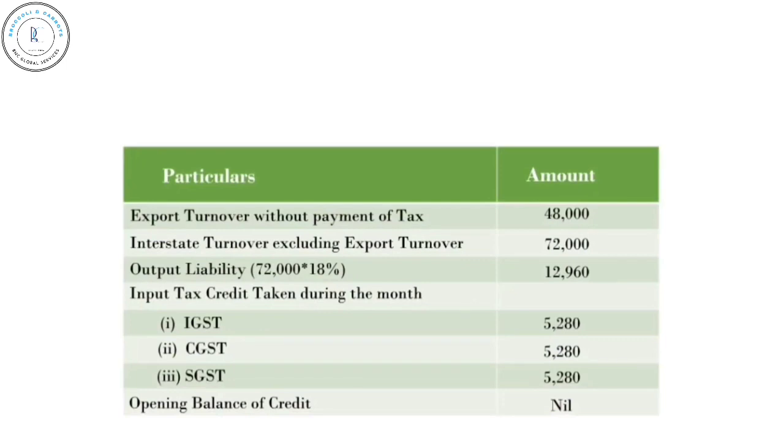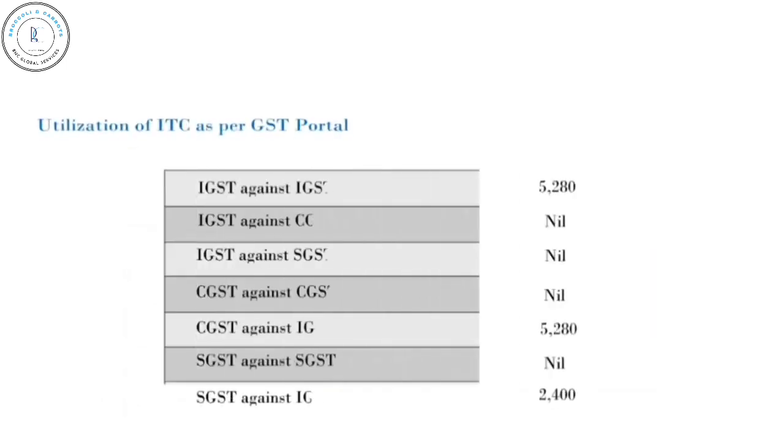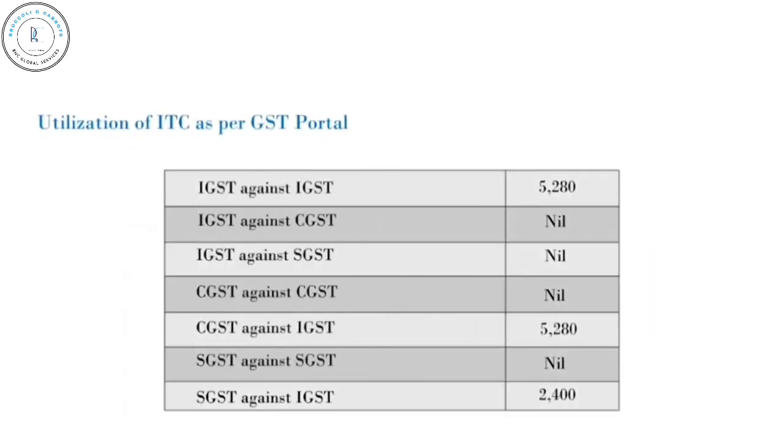Particulars and amount. Export turnover without payment of tax, 48,000. Interstate turnover excluding export turnover, 72,000. Output liability, 72,000 into 18%, 12,960. Input tax credit taken during the month: IGST 5,280, CGST 5,280, SGST 5,280. Opening balance of credit, nil.